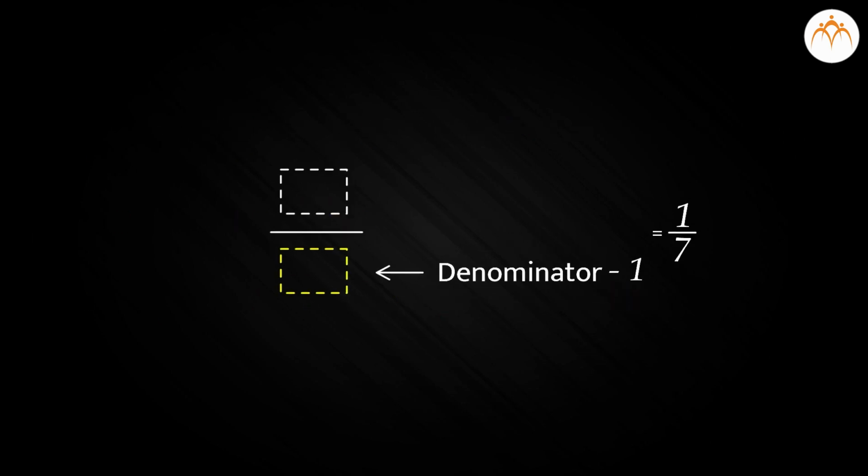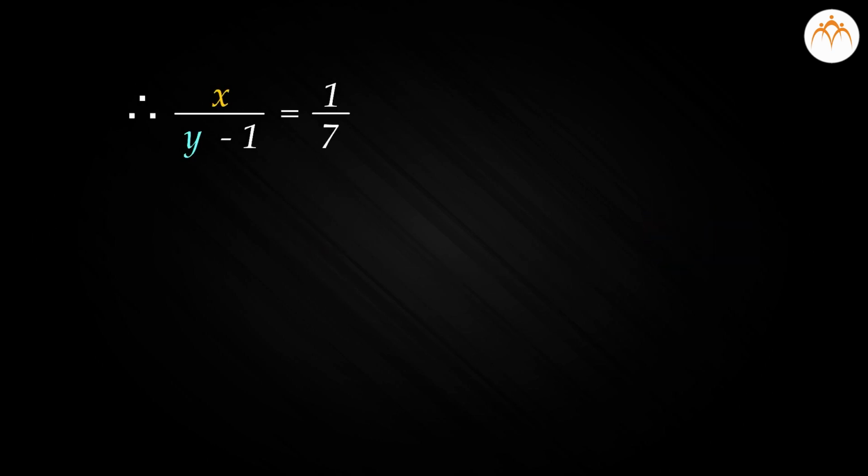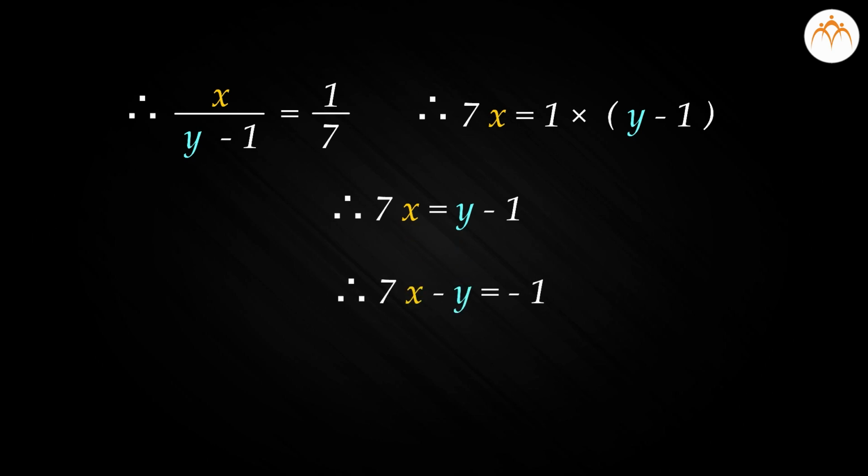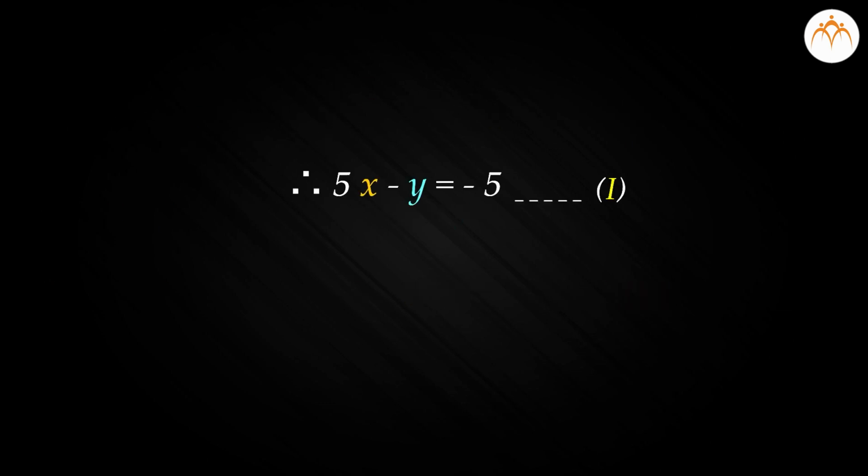Now, if 1 is subtracted from the denominator, its value becomes 1 upon 7. Therefore, x upon (y minus 1) is equal to 1 upon 7. Therefore, 7x is equal to 1 into (y minus 1). Therefore, 7x is equal to y minus 1. Therefore, 7x minus y is equal to minus 1, equation 2. Now, we have obtained two equations.